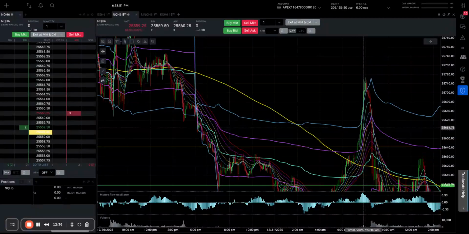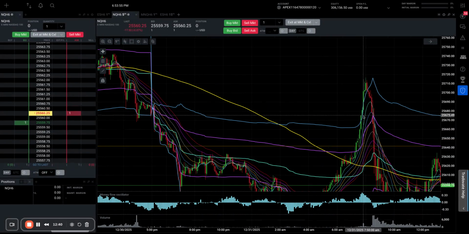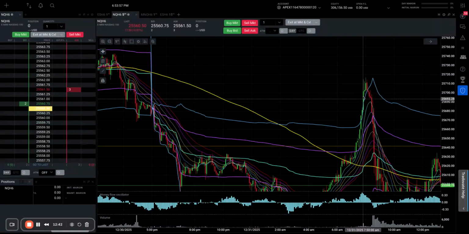And look, it did. That went over it, broke it, and got above it. The minute you break above this blue line, you're squeezing here.